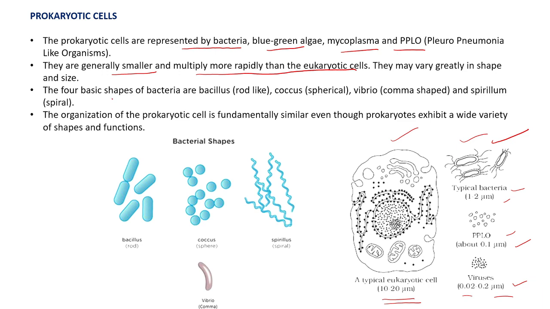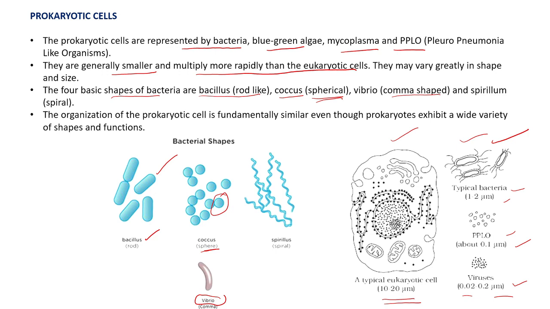Now if we consider the shape factor, bacteria are of the bacillus, rod type. You can see this is rod type. These rod-type cells are called bacillus, and when it is in spherical shape they are called coccus. Here you can see this is spherical shape, they are called coccus, and comma-shaped bacteria are called vibrio.